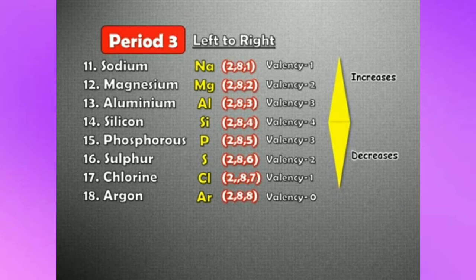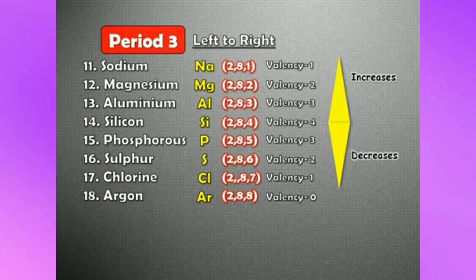That of magnesium, what is the electronic configuration? 2, 8, 2. So the valency would be 2. Correct. What is the valency of aluminium then? It would be 3. Correct. Now look at silicon, children. What is the electronic configuration? 2, 8, 4. Right? So here the valency is 4.